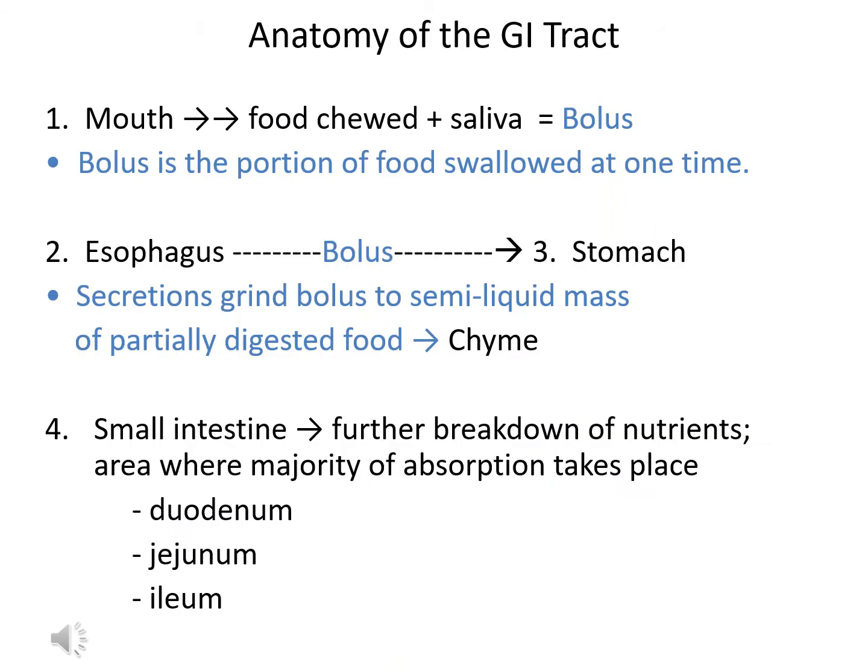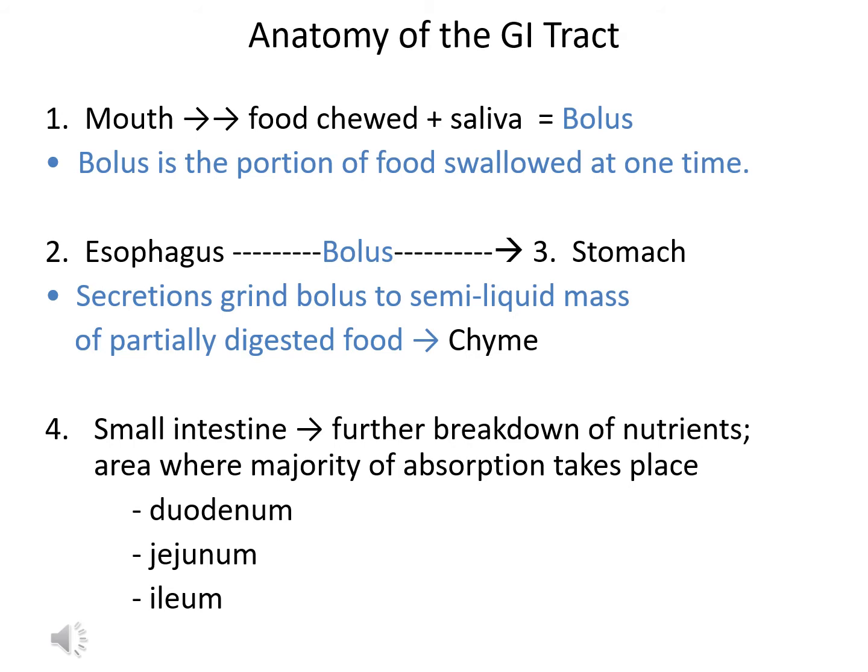Taking a closer look at the different steps involved in digestion and absorption, we'll start at the entry point, which would be the mouth. What happens in the mouth is you select your food that you are going to consume, you chew it, and it mixes with saliva. The saliva is synthesized through your salivary glands, and the combination of the two produces what's known as a bolus. A bolus is simply the portion of food swallowed at one time. So you've produced the bolus and you take a swallow.